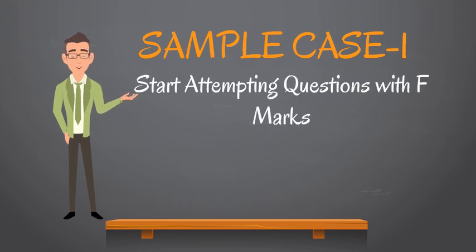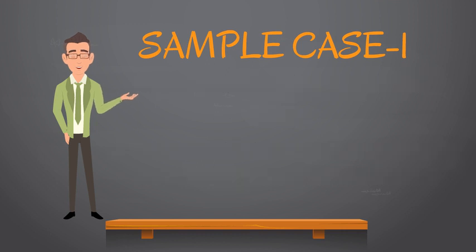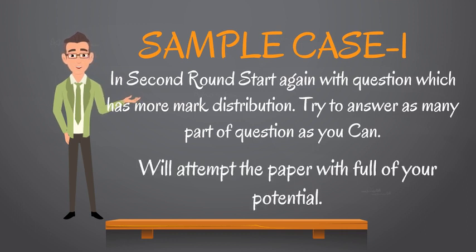Please note, within these questions, also try to attempt those which have more marks distribution first, so that you will get more marks covered in the beginning of the exam itself. Once F category questions are over, then in the second round, start again with the questions which have more marks distribution. Try to answer as many parts of the question as you can. Guys, with such a strategy, you will never get nervous and will attempt the paper with your full potential.